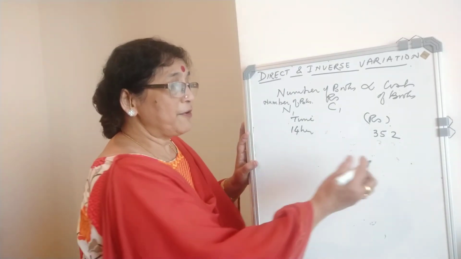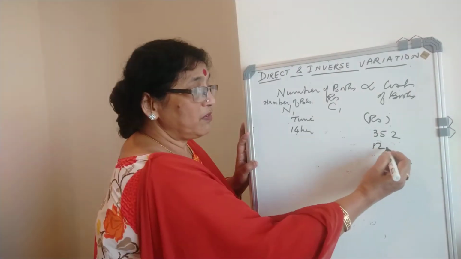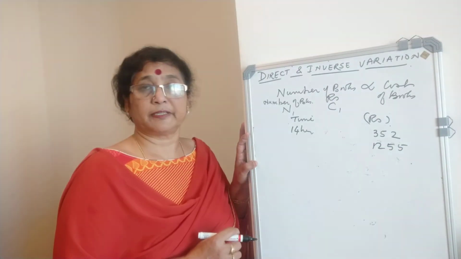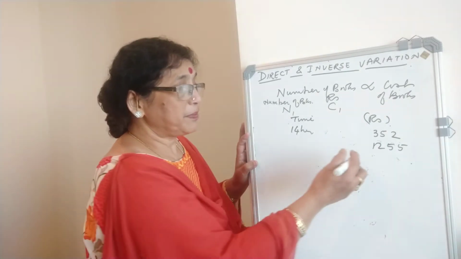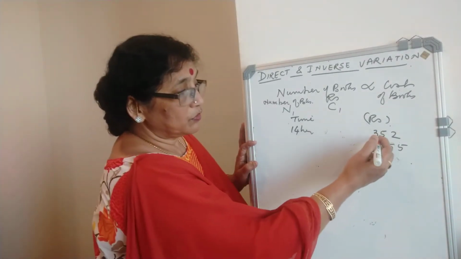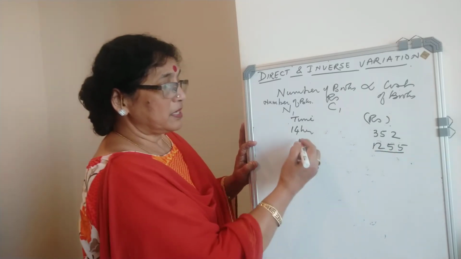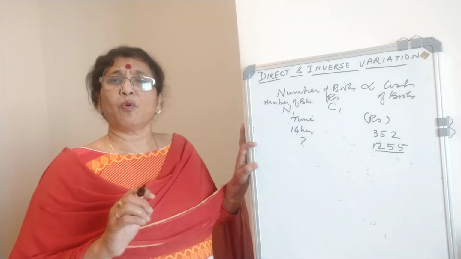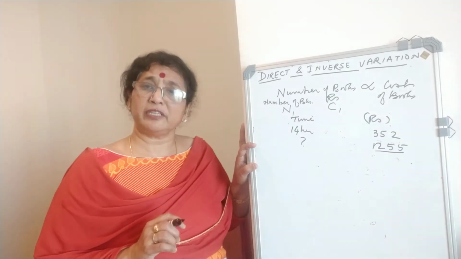So if I am paid 1255 rupees, how many hours have I worked? If I am paid this many rupees, how many hours have I worked? Doesn't matter. What happens when you do the unitary method?